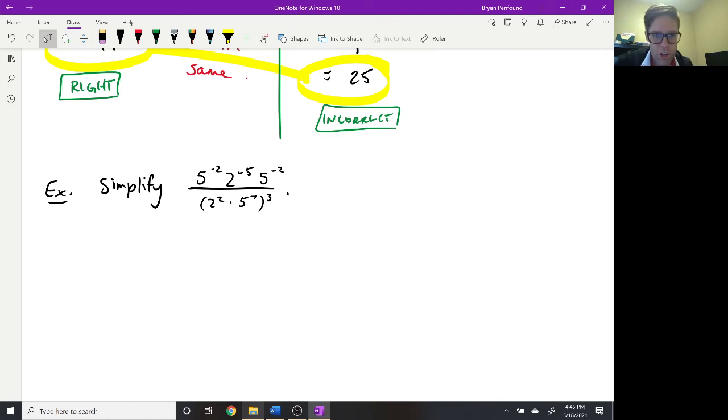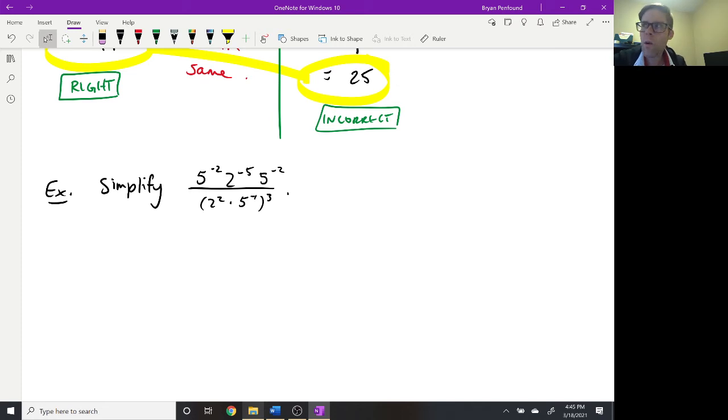Okay, so we have an expression here. In the numerator, we have 5 to the negative 2 times 2 to the negative 5 times 5 to the negative 2. So a little kind of swapsies there with the bases and the powers. In the denominator, we have 2 squared times 5 to the negative 1. All of that's in brackets and raised to the power of 3. So we want to make a game plan. And usually my game plan is to work on the numerator, work on the denominator separately, and then you combine them and try to finish off the question.